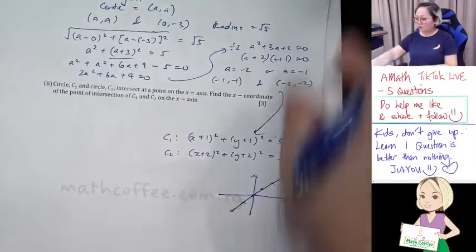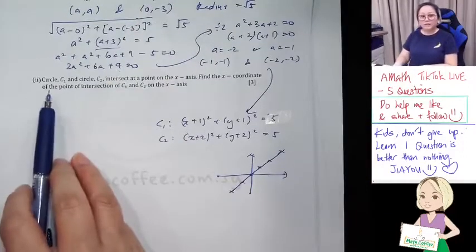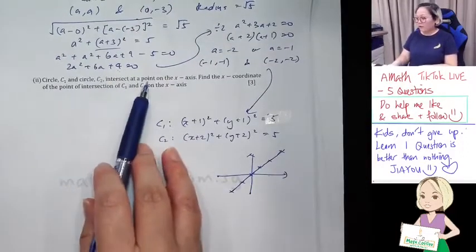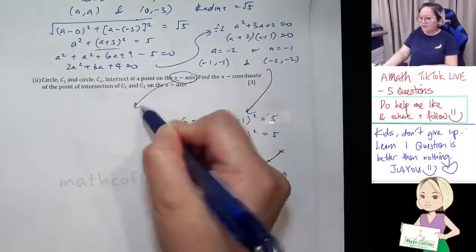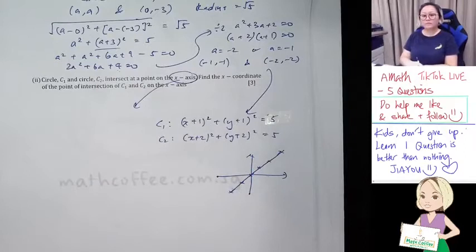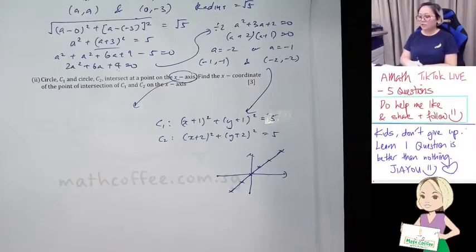Okay, so now let's move on. So, part 2. They say that C1 and C2 intersect at a point on the x-axis. Okay, intersect at x-axis. So when you intersect at x-axis, what is 0? When the circle intersects the x-axis, what is 0?